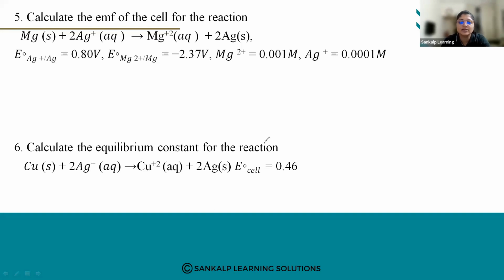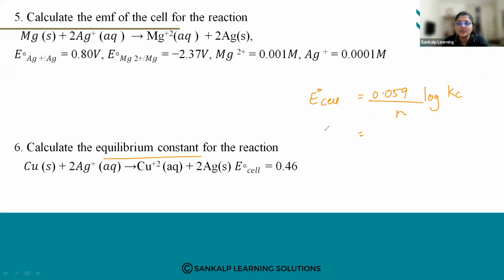So how is the equilibrium constant calculated? E naught of cell equals 0.059 divided by n, log of Kc. Please remember the formulas. So EMF of the cell, Gibbs free energy, standard Gibbs free energy, and your equilibrium constant. On these, the questions are asked. Now we have to calculate the Kc.